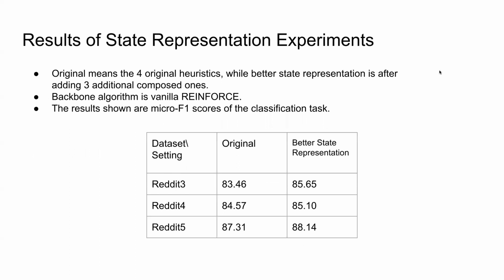And here is the result of using better state representation. The original in the table means the original heuristics, while better state representation is after adding the 3 additional composed ones. The backbone algorithm used here is vanilla REINFORCE. The results shown are micro F1 scores of the classification test.